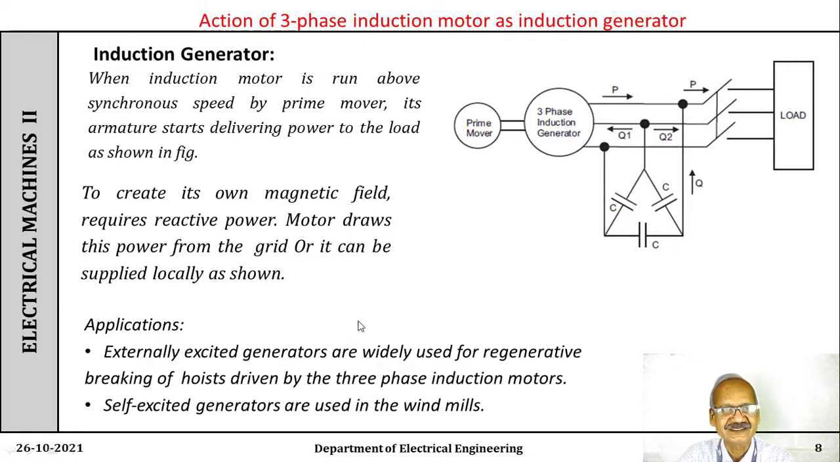Now where are these induction generators used? Externally excited generators are widely used for regenerative braking of drives driven by three-phase induction motors. And the self-excited generators are used in the windmills.